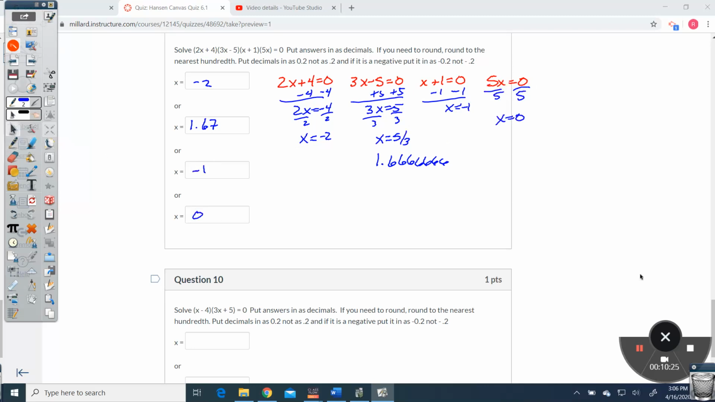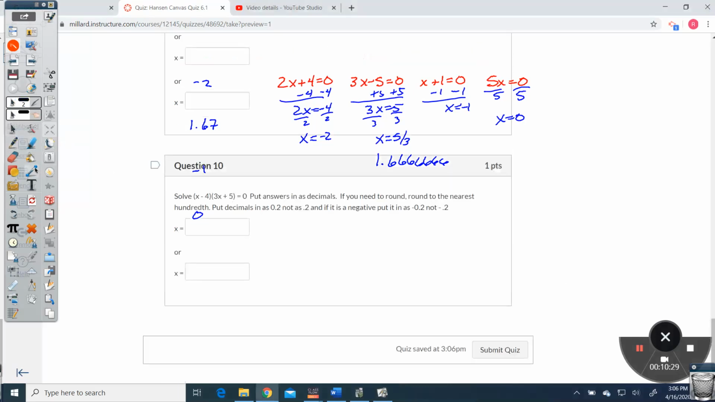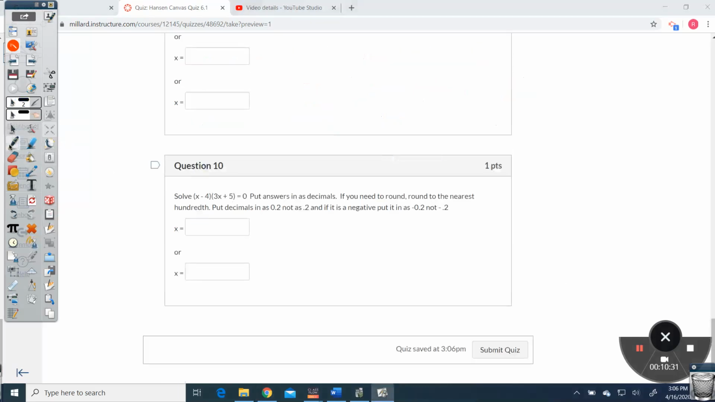So that's that question. And now the last one, question number 10. I was trying to go for 10 minutes on the video, but I went a little long. So it says solve, put each of those equal to 0. So I have x minus 4 equals 0, and 3x plus 5 equals 0. So I add 4 and I add 4. X equals 4. On this one, I minus the 5 to get rid of the plus 5. So 3x equals negative 5. Divide it by 3.